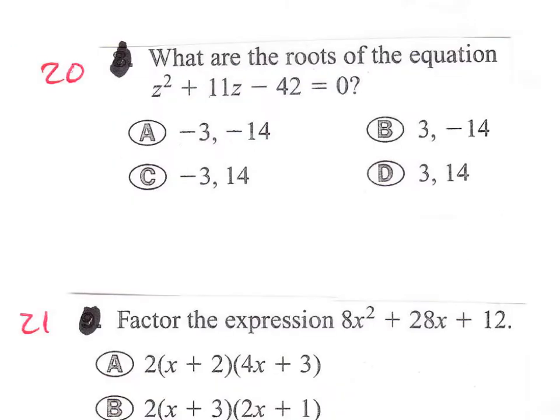On number 20, what are the roots of the equation z squared plus 11z minus 42 equals 0? Basically, you want to factor this whole thing out. So get it into 2 sets and then set it equal to 0. And then solve each one as its own equation. That'll tell you what the roots are for number 20.